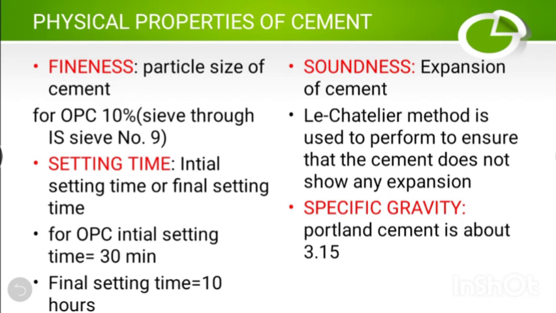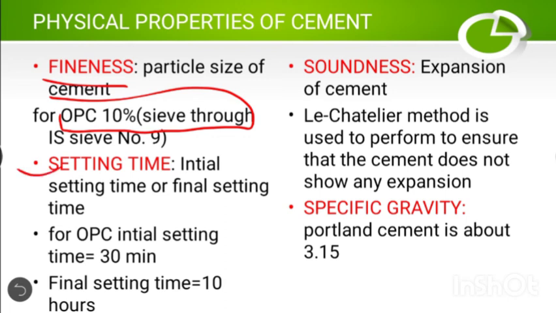There are different physical properties of cement, and I will discuss them one by one. That is fineness. Fineness is the particle size of cement. The finer the cement, the greater is the surface area. They are directly proportional. And for OPC, 10% is the fineness of the cement when we sieve it through the IS sieve 9. And second is the setting time.